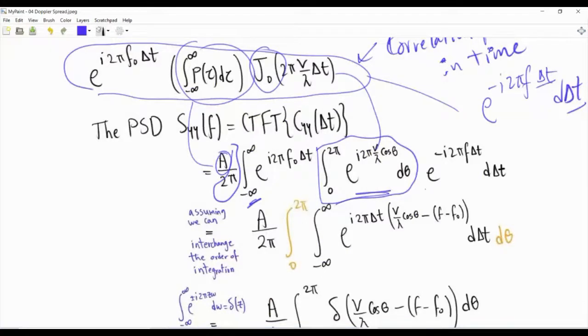Since we already made lots of assumptions, let's just assume that we can also interchange the order of operations, and so we can interchange the order of these two integrals. If you want the strict order, you need to integrate first with respect to theta, then with respect to delta t. But let's suppose that we can integrate first with respect to delta t.